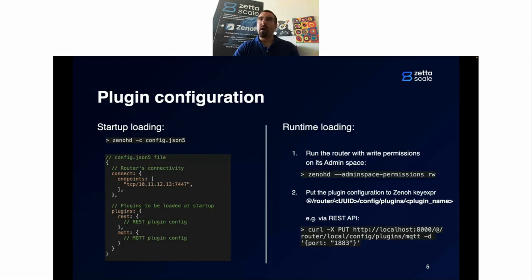For runtime, when you have an already running Zenoh router somewhere, how can you make it dynamically load a plugin as a shared library?